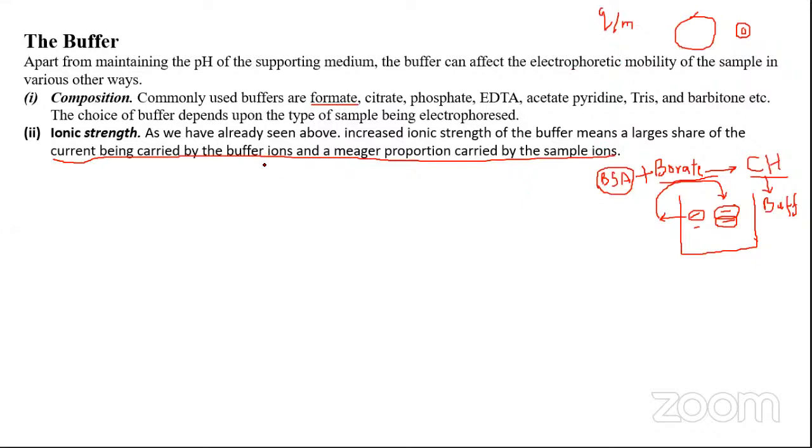That is why, if you use buffer ions at higher concentration, the problem is that buffer ions will continue to carry more and more of the charge, and your sample ions will not get a chance to carry the charge. That means your sample ion mobility will be reduced drastically because of this process. And you will get more current, which will lead to all the sorts of problems that we have already talked about. Is this much clear?